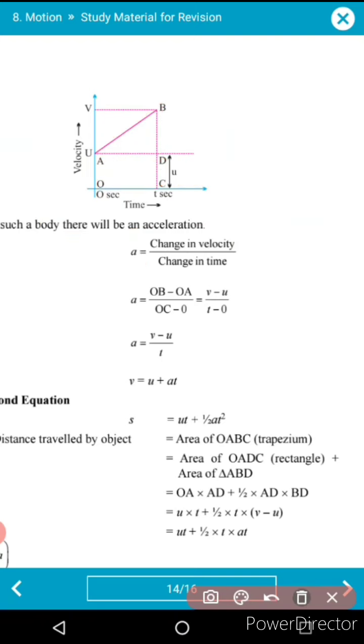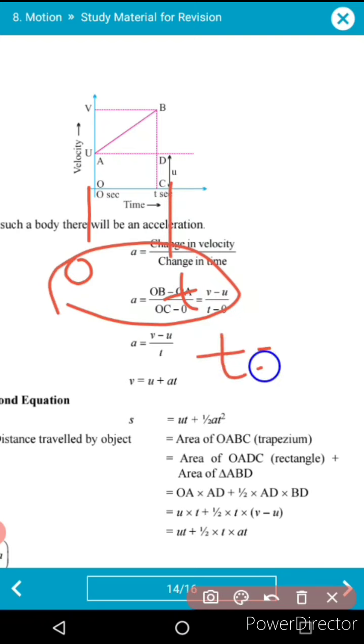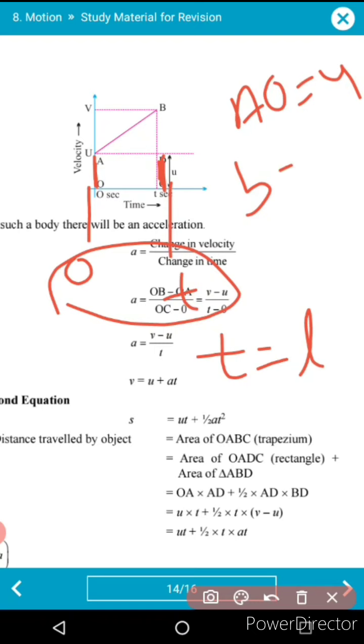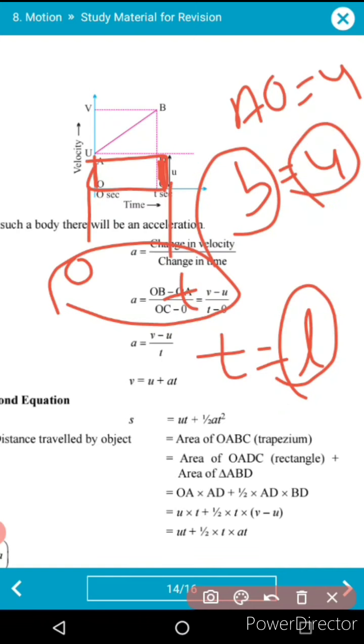Now see, the first area is a rectangle. What is the area of a rectangle? That will be length multiplied by breadth. So calculate the length. Here the starting point is 0 and the final point is t, so the difference between 0 and t is t. So the length is t. Now this will be the breadth, AO. AO equal to what? u. So the breadth is u. So the area of this first rectangle is length into breadth, means u multiplied by t.